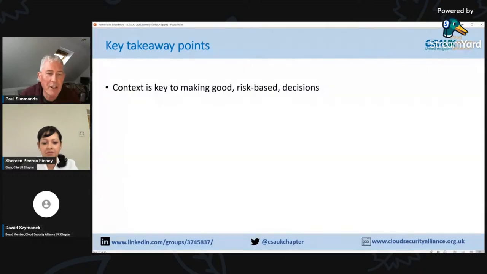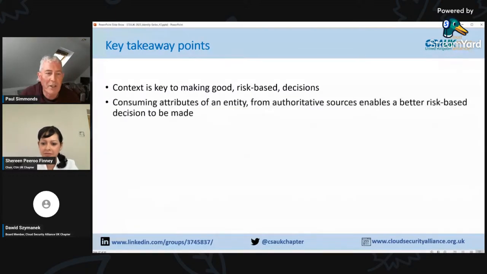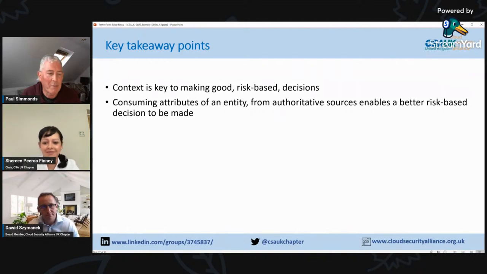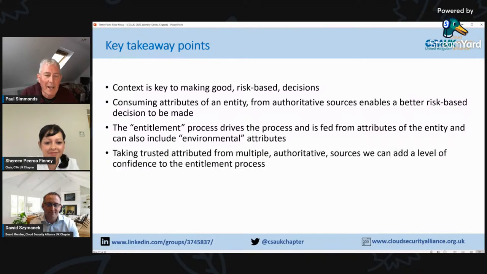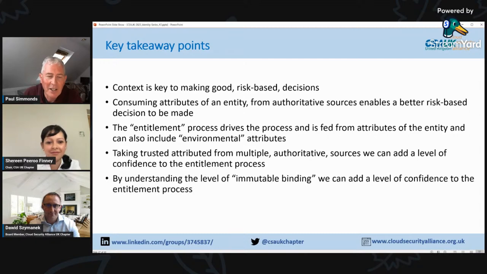Conclusion, your takeaway points from this session. Context is key to making good risk-based decisions. Consuming attributes of an entity from authoritative sources enables you to make much better risk-based decisions. The entitlement process, remember that word, drives the process and is fed from attributes, but can also include environmental attributes as well. Taking attributes from multiple authoritative sources, we can add a level of confidence in the entitlement process. And finally, by understanding immutable binding, how well I am connected to the attributes I am presenting to you, we can add a level of confidence to the entitlement process.